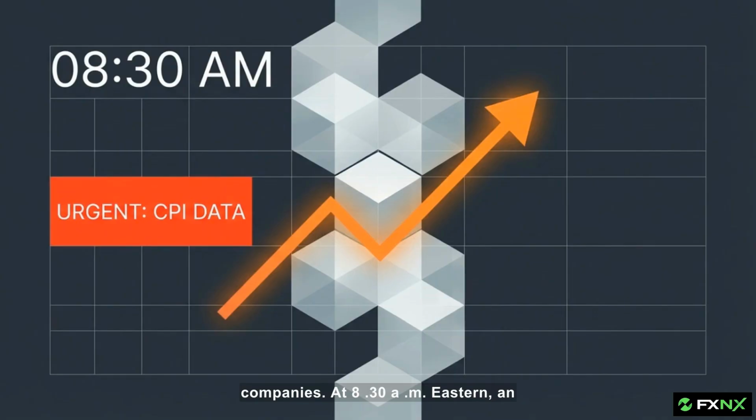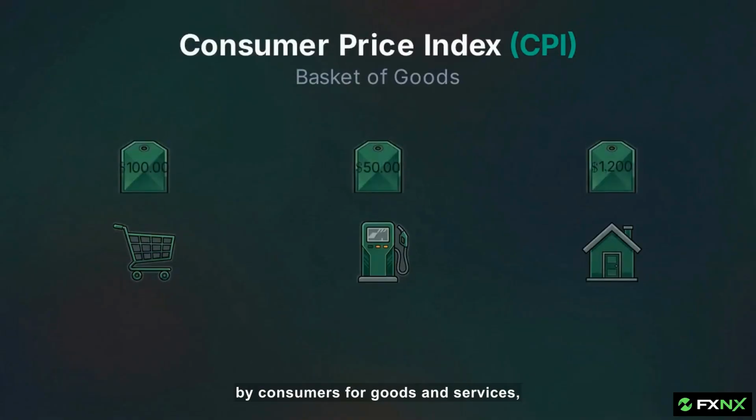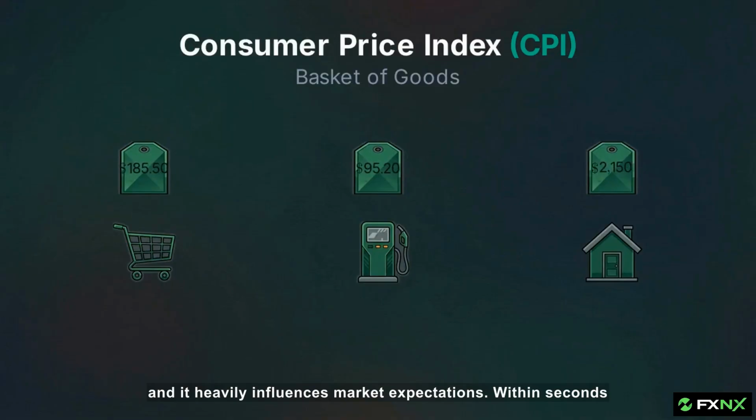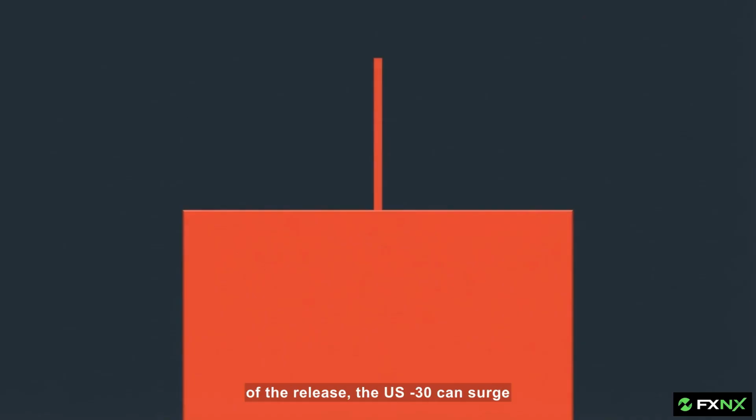At 8:30 a.m. Eastern, an inflation report like the Consumer Price Index hits the wire. The CPI measures changes in the prices paid by consumers for goods and services, and it heavily influences market expectations. Within seconds of the release, the US30 can surge or plummet hundreds of points.